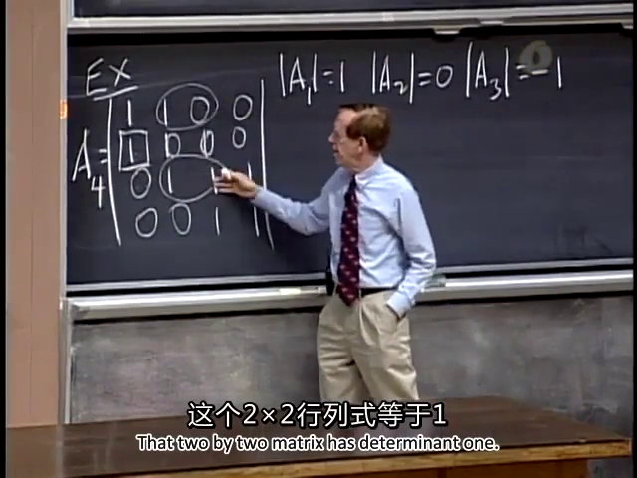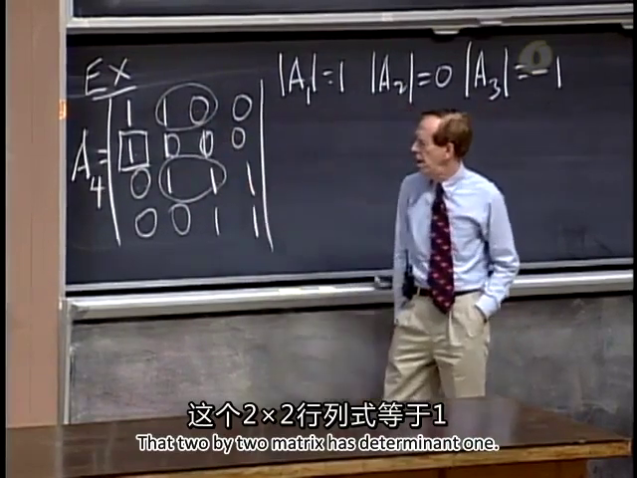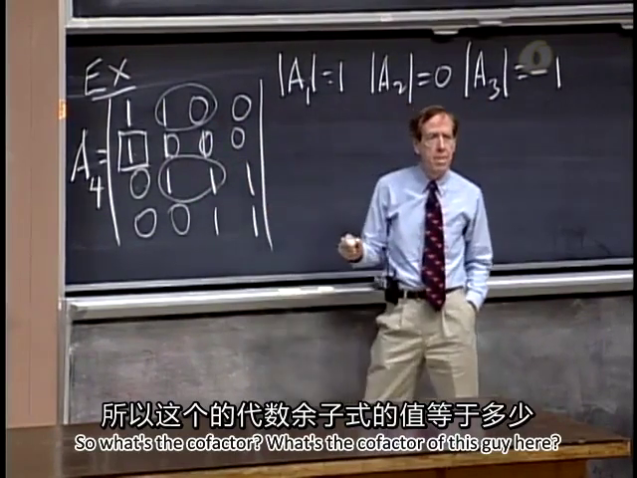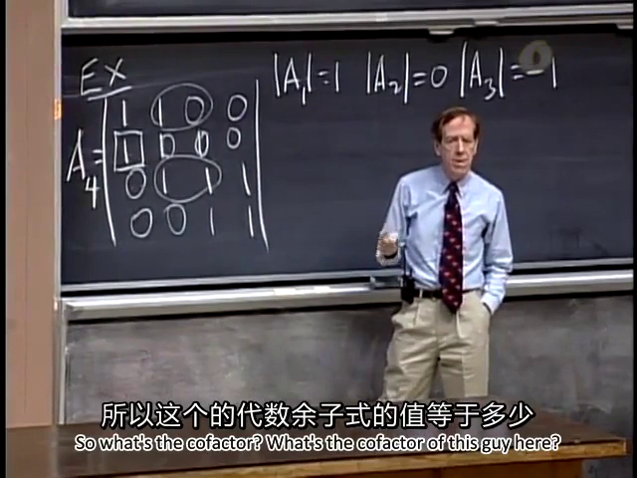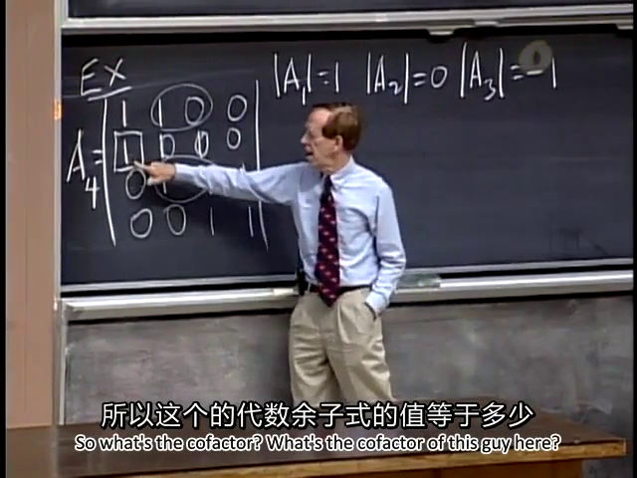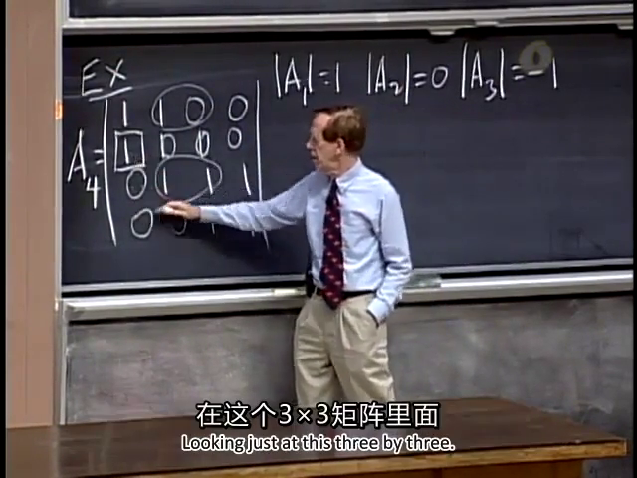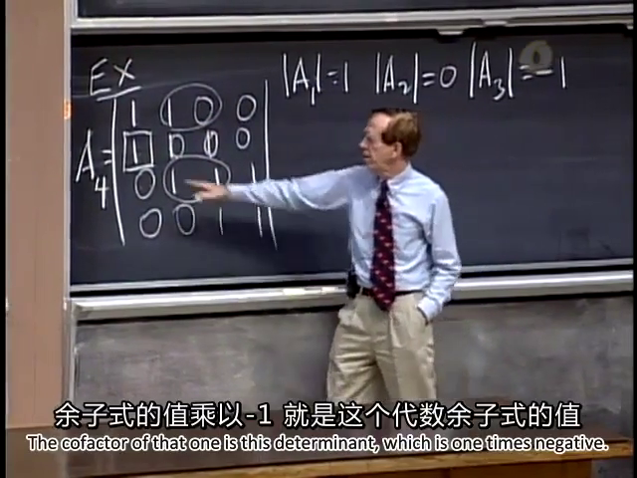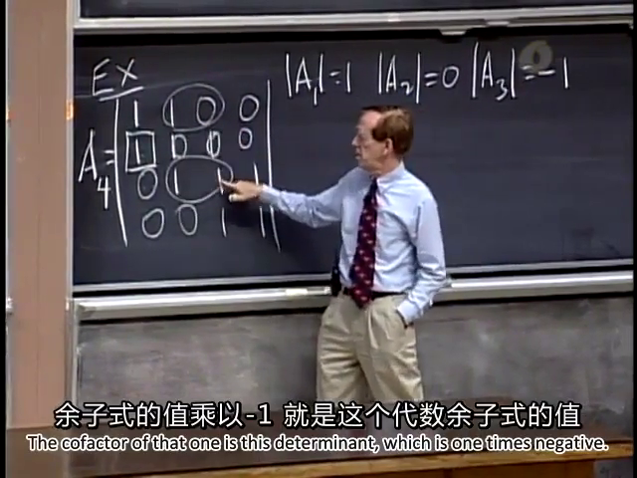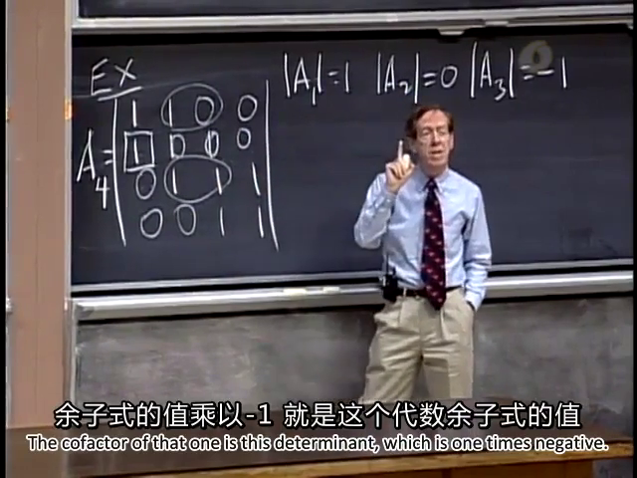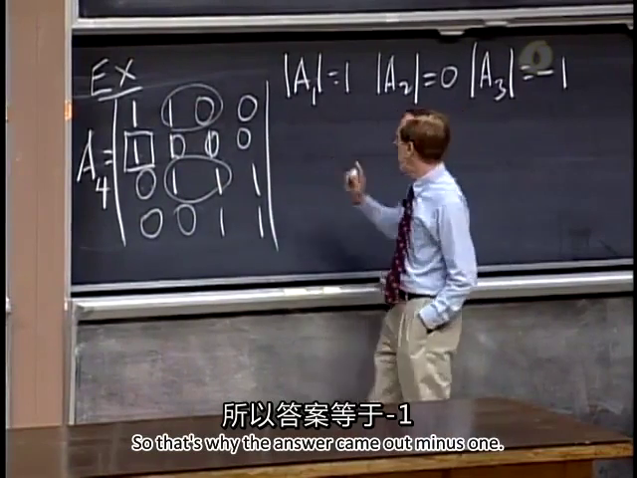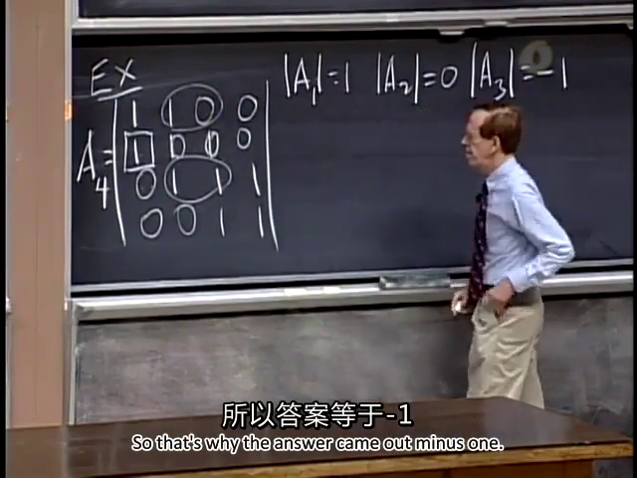That 2 by 2 matrix has determinant 1. So what's the cofactor of this guy here, looking just at this 3 by 3? The cofactor of that 1 is this determinant, which is 1 times negative. So that's why the answer came out minus 1.